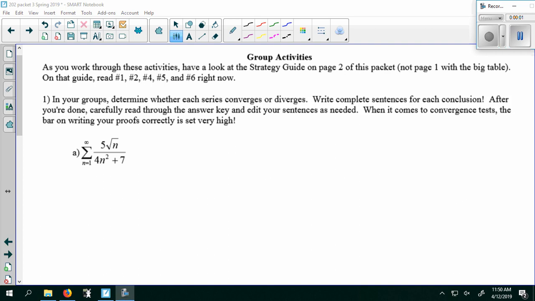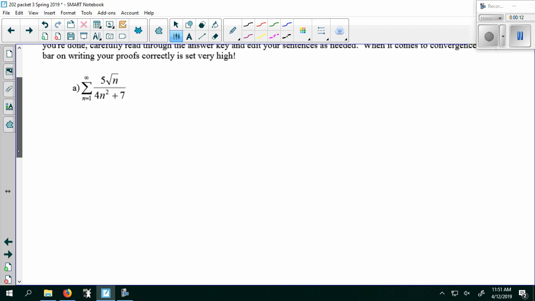So we want to determine whether each series converges or diverges, and write complete sentences for the conclusions. Right, 5 root n over 4n squared plus 7.